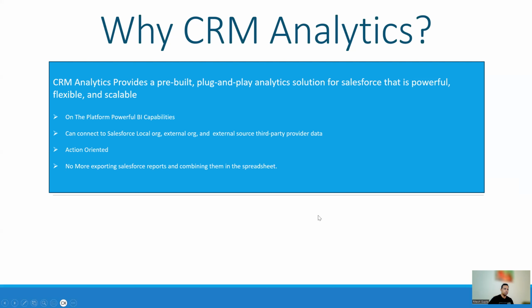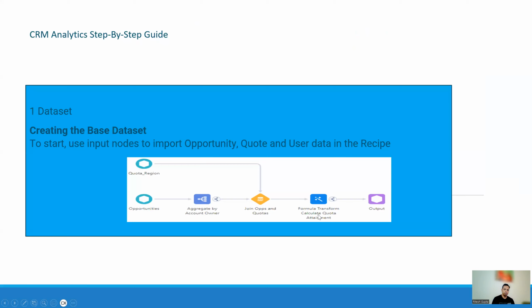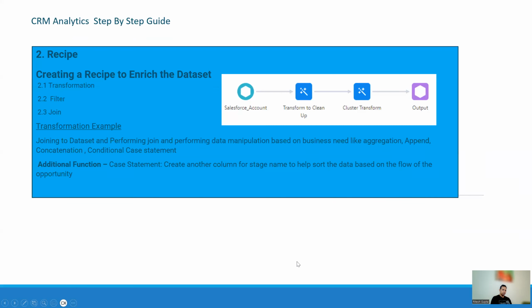So let's see what different components are available, starting with datasets. A dataset is a collection of data, a collection of information stored inside that particular dataset. A dataset can be raw or enriched information. How are we making enriched information? Using the recipe. Recipe is another tool in Salesforce CRM Analytics.